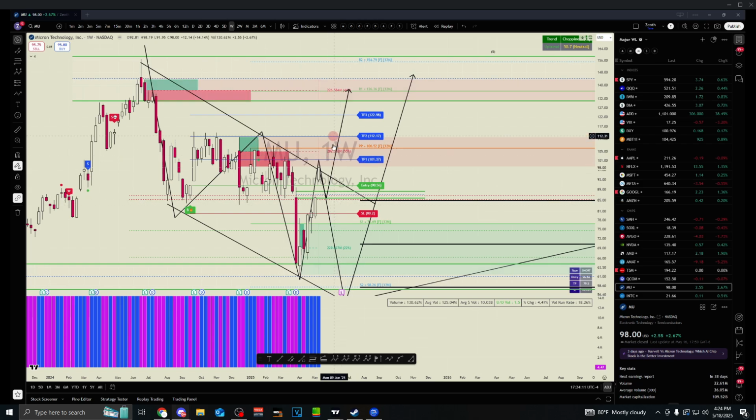So in order to fulfill that surplus, they need to come back down and fill this gap so that they can accumulate the left buyers that they left over here on this gap up. So it's gonna be an interesting name to watch.